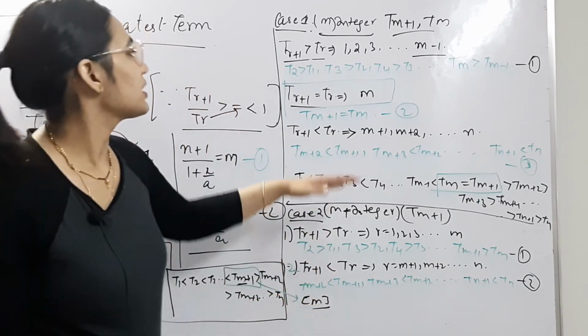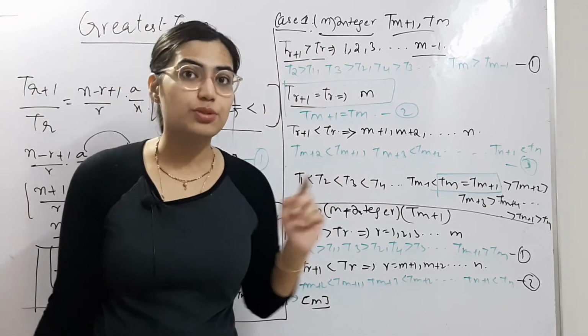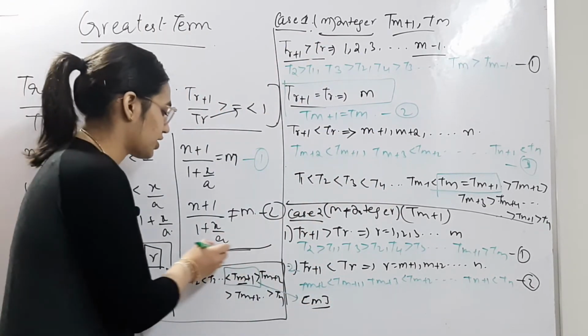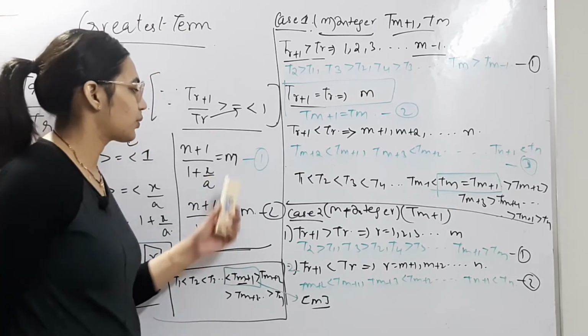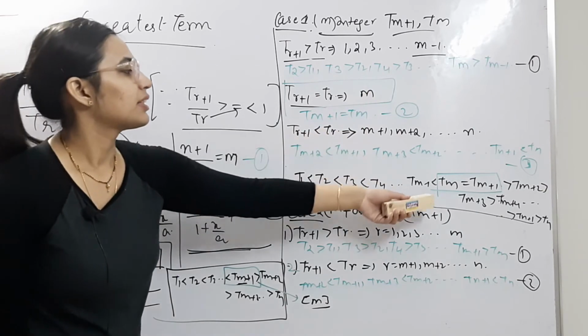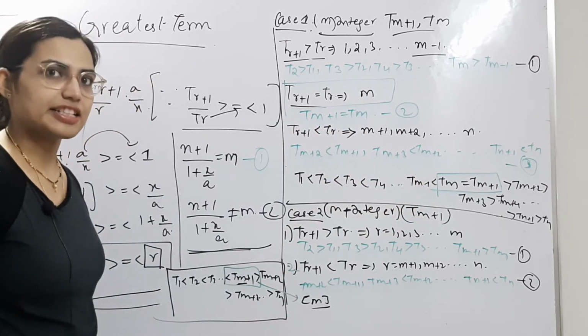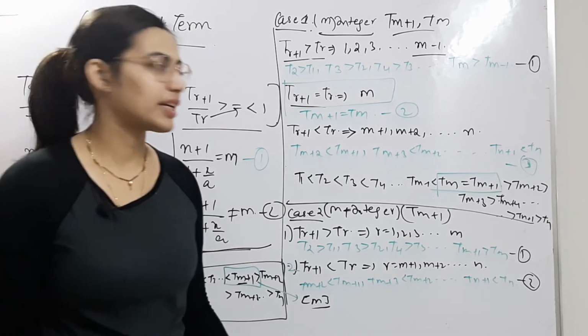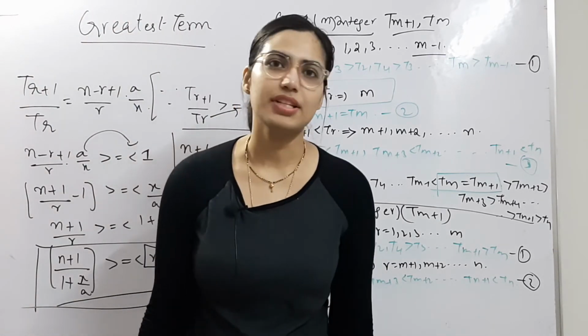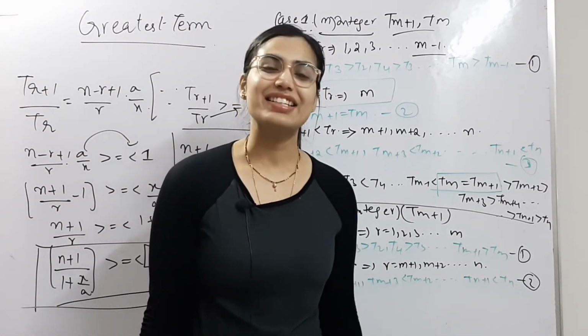You need not apply all this, but you need to apply until this point in a problem and you need to decide whether you will be getting an m or not. If you get m, then take Tm plus 1 and Tm as the greatest terms. You will get them as equal, and if it's not m, then we will get only one greatest term, that is Tm plus 1. Okay, now let's see a quick problem.